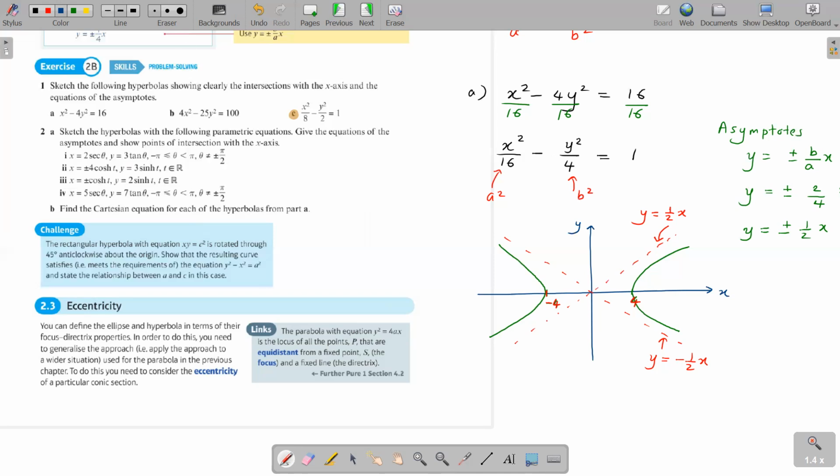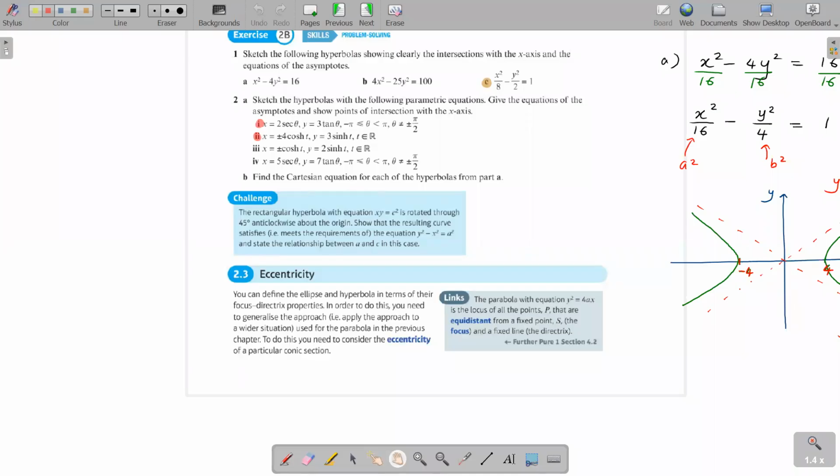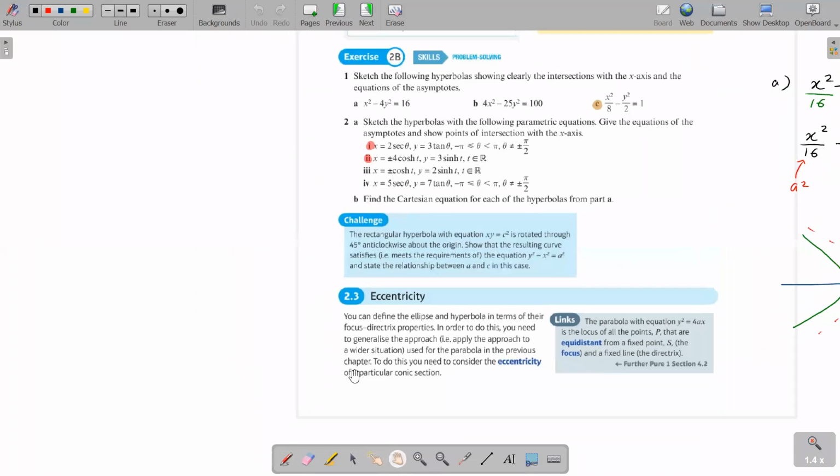Okay, so now start sketching part C. In part C, how do we get the a value and the b value? X square over 8 minus y square over 2 equals 1, right? So here you can see we have the equals 1, so I don't need to divide it by anything. This time our a square value is 8, which gives the a value as root 8, which means 2 root 2. And b square value is 2, which means b is root 2. These are the a and b values.